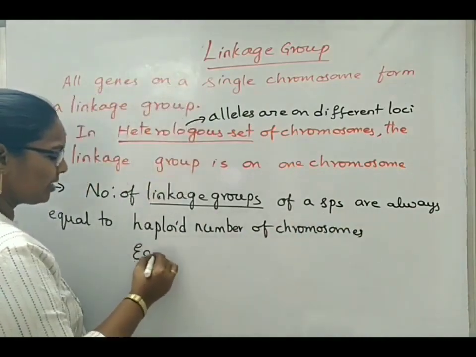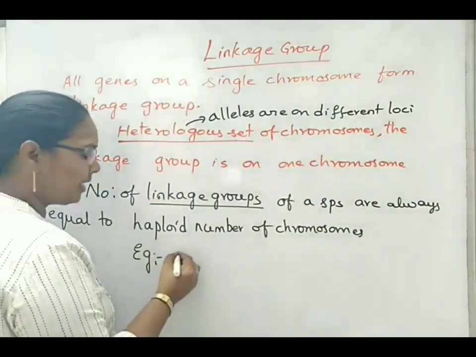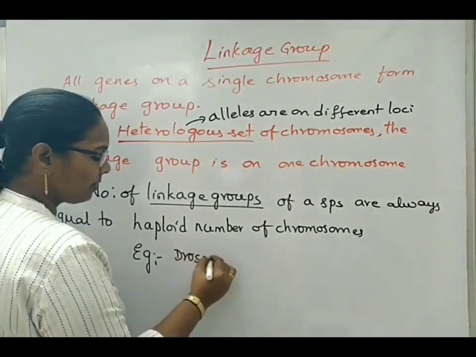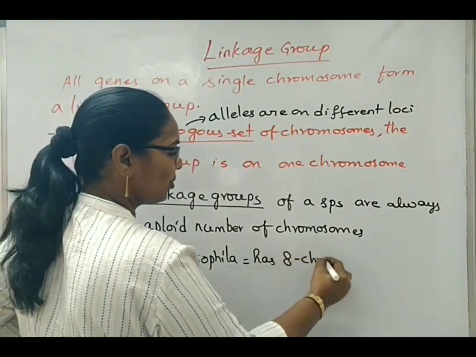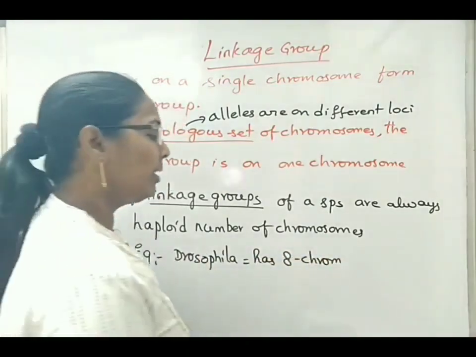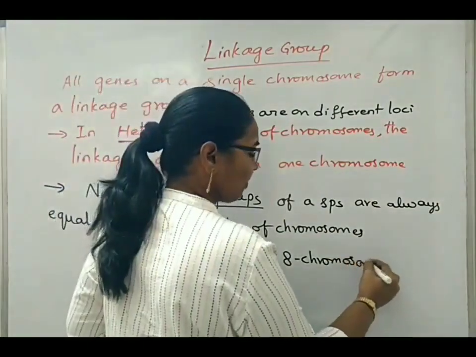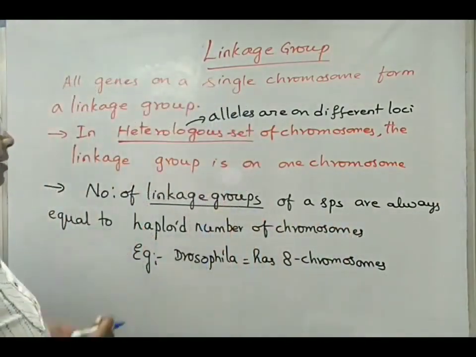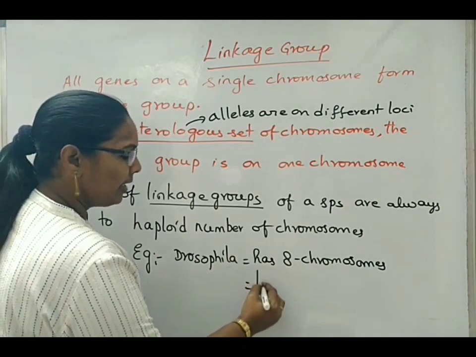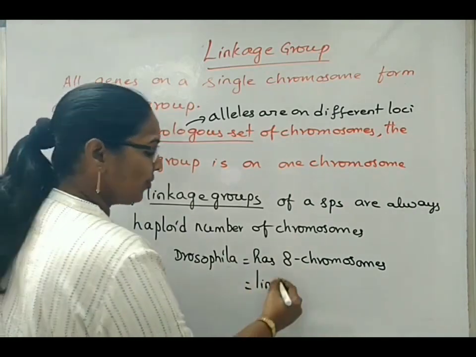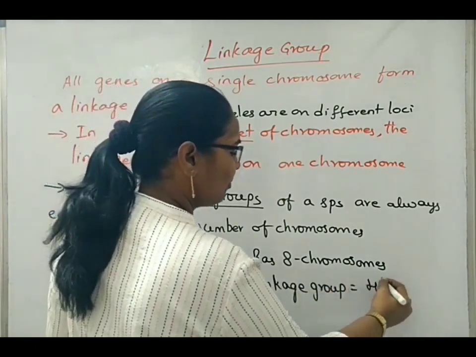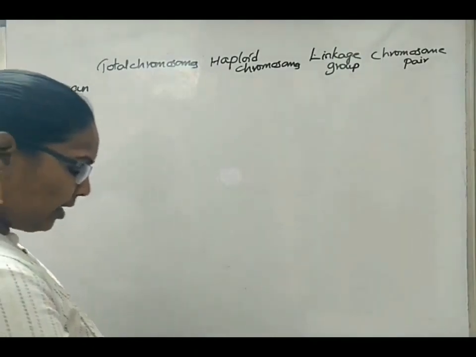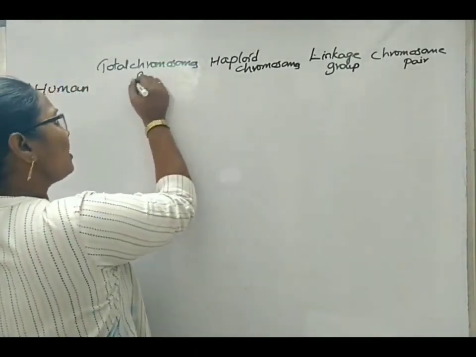We can take one example. Suppose Drosophila is having 8 chromosomes. If a question is asked, what is the linkage group in case of Drosophila? As I have given in the statement that linkage group is always equal to the haploid number of chromosomes, we can say the linkage group number is 4.